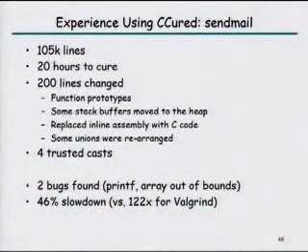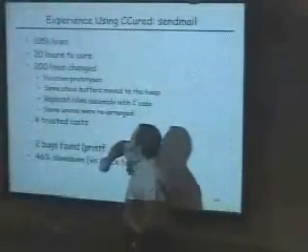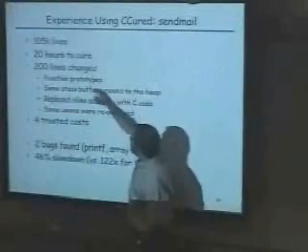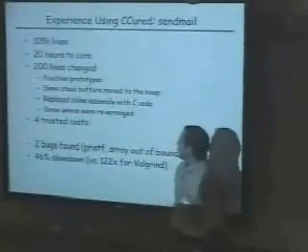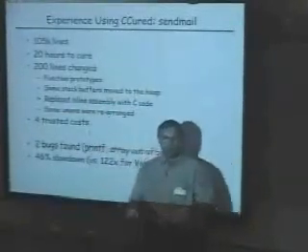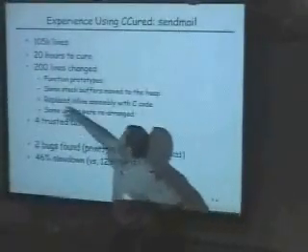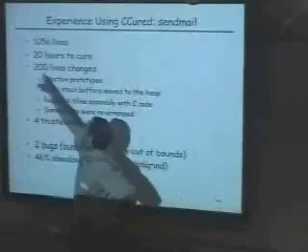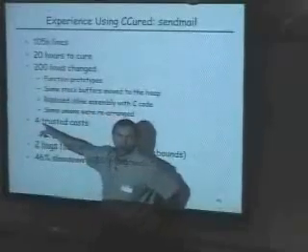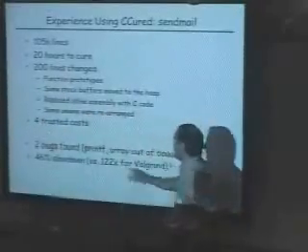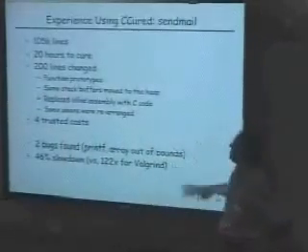SendMail, 100K lines, 20 hours to cure, 200 lines changed. The same kind of issues, some stack buffers moved out, some unions, we had to rearrange them so that pointers don't conflict with integers. We ended up with 4 trusted casts. There's typically a direct connection between how many hours you're willing to spend on it and how many trusted casts you have. We found 2 bugs. Out of bounds. Of course, we verified the known bugs that are out there.